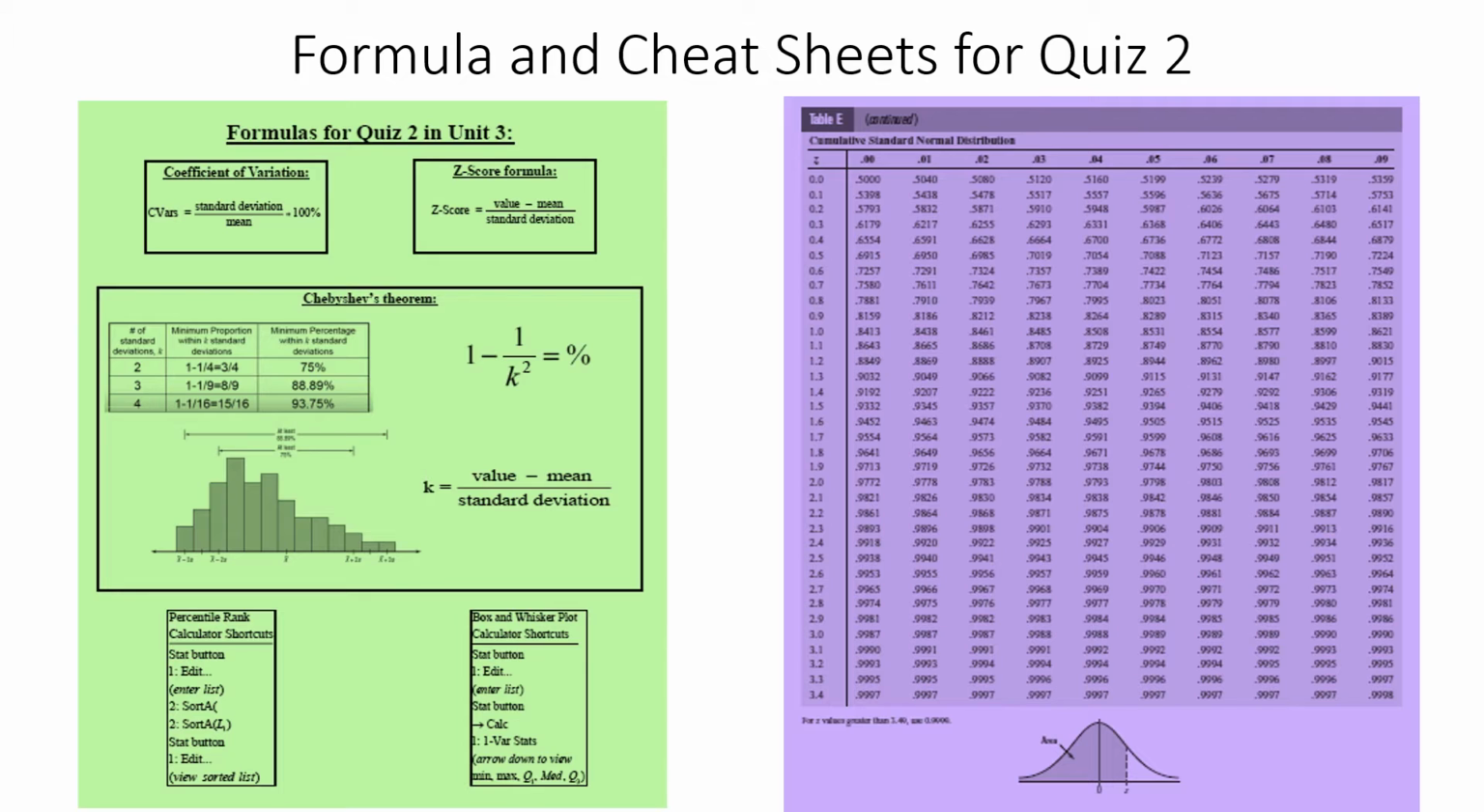So tomorrow when you get to the quiz, you are going to get on the left-hand side this green formula cheat sheet for quiz 2, and then also in order to do the z-score problems, you're going to get that purple table that tells you how to look up the percentages once you've found the z-score. So make sure you're referencing these two sheets. I've also uploaded these digitally onto your Google Classroom, so if you can't read them from this slide, then you may have to look up the PDFs on Classroom.